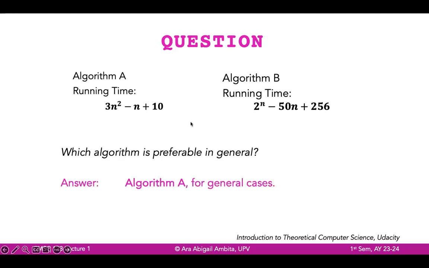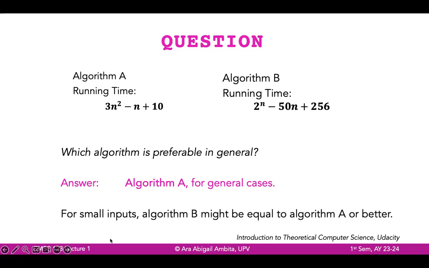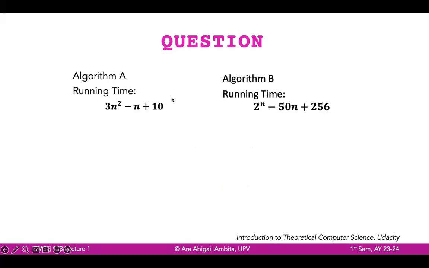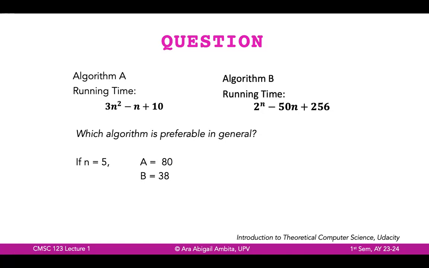The larger the running time is, the less efficient it is. So algorithm A would be better for general cases, but for small inputs, algorithm B might actually be equal to A or better. So let us see an example. Let's say the input size n is equal to 5. So for algorithm A, the running time will be 80.